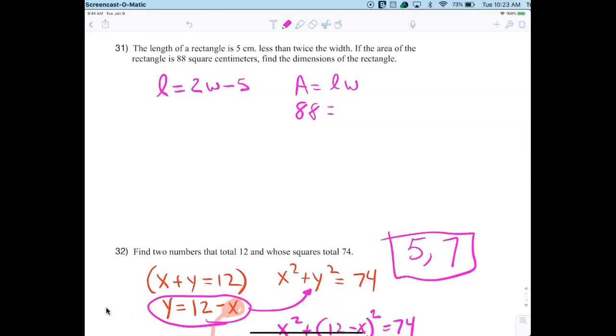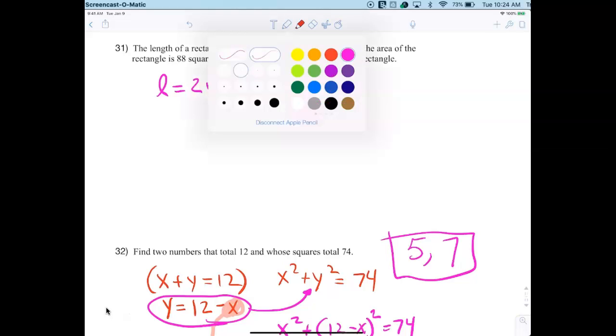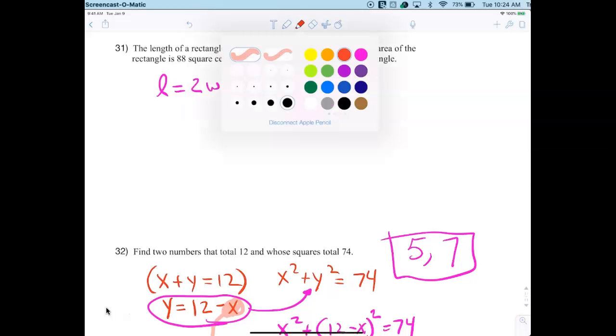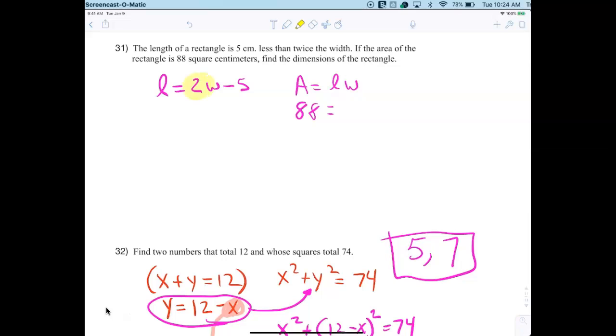Plug in what? What do I plug in for L? Right, guys. Now you understand. Same principle. I'm taking the 2w minus 5 and I'm plugging it in for L. All right? So this 2w minus 5 goes in for that L. So now when I do that, I get 2w minus 5 times w.